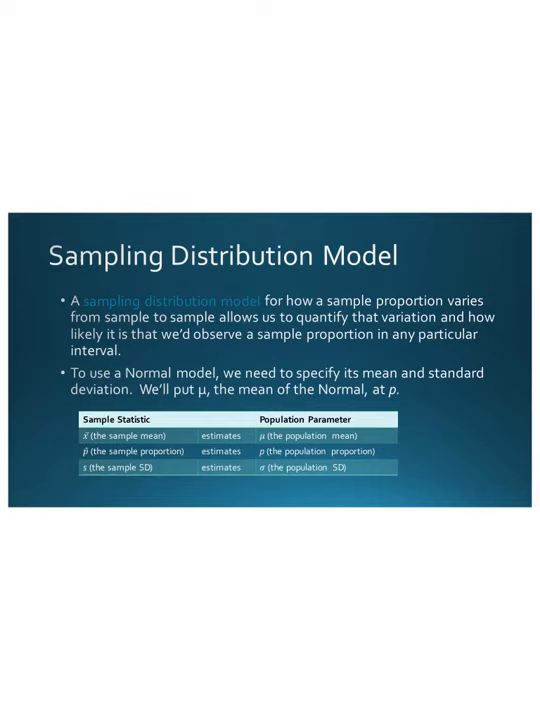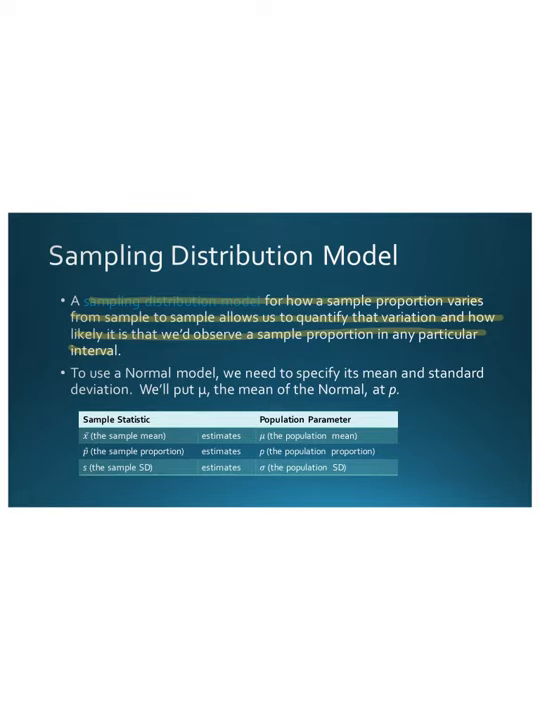A sampling distribution model for how a sample proportion varies from sample to sample allows us to quantify that variation and how likely it is we'd observe a sample proportion in any particular interval. To use a normal model, we need to specify its mean and standard deviation. We'll put the mu, the mean of the normal, at P.